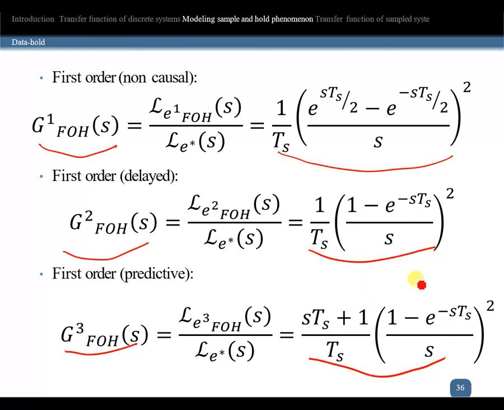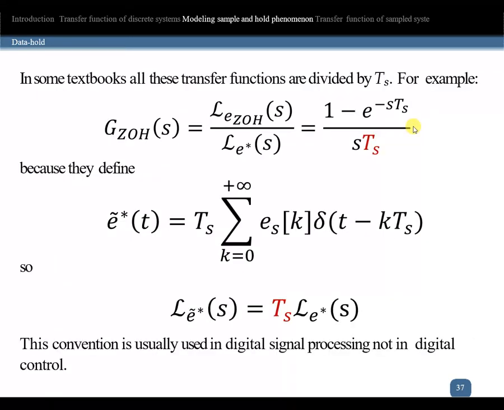This one I will not prove. You can refer to the textbook. In some textbooks, all these transfer functions are divided by Ts. If you remember, the transfer function of the zero order holder we found is 1 minus e to the minus Ts divided by s. In some references, it is divided by Ts. This convention is usually used in digital signal processing, not in digital control.